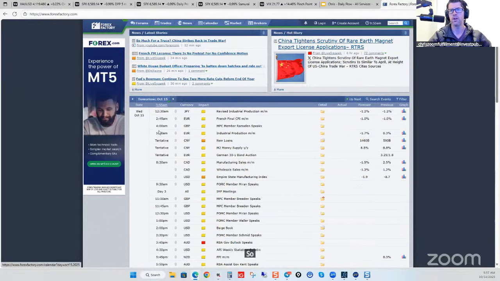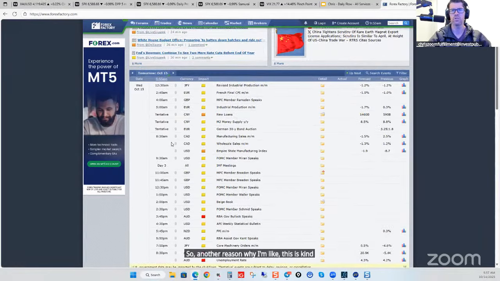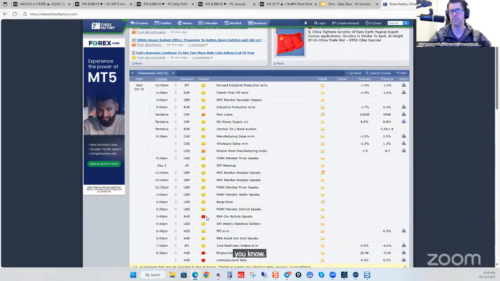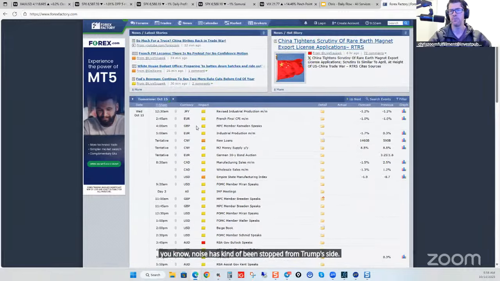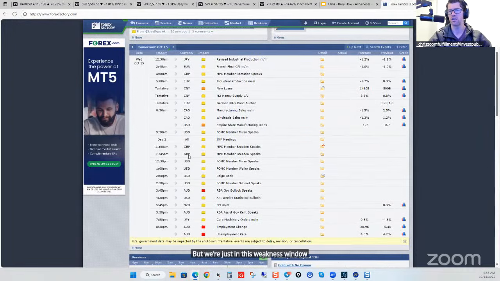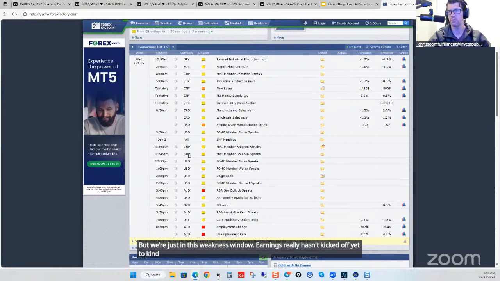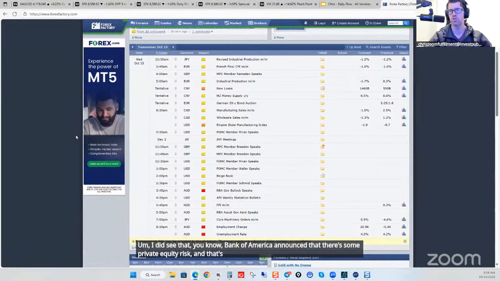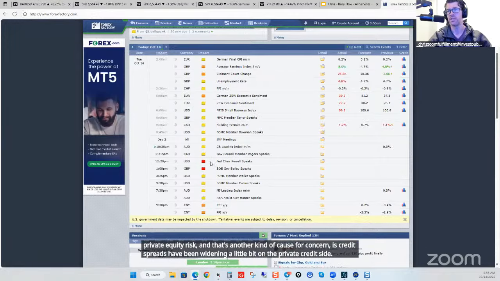So another reason why I'm like, this is kind of the perfect window. We're still in this extended shutdown. Noise has kind of been stopped from Trump's side, but we're just in this weakness window. Earnings really hasn't kicked off yet to kind of stabilize the market. I did see that Bank of America announced that there's some private equity risk, and that's another cause for concern as credit spreads have been widening a little bit on the private credit side. But anyway, we just have no data to go with.